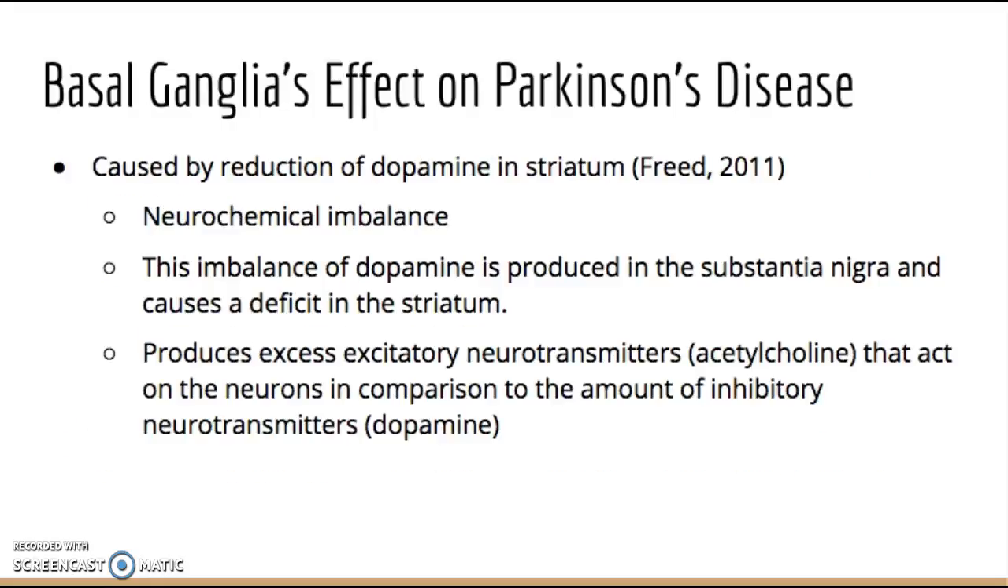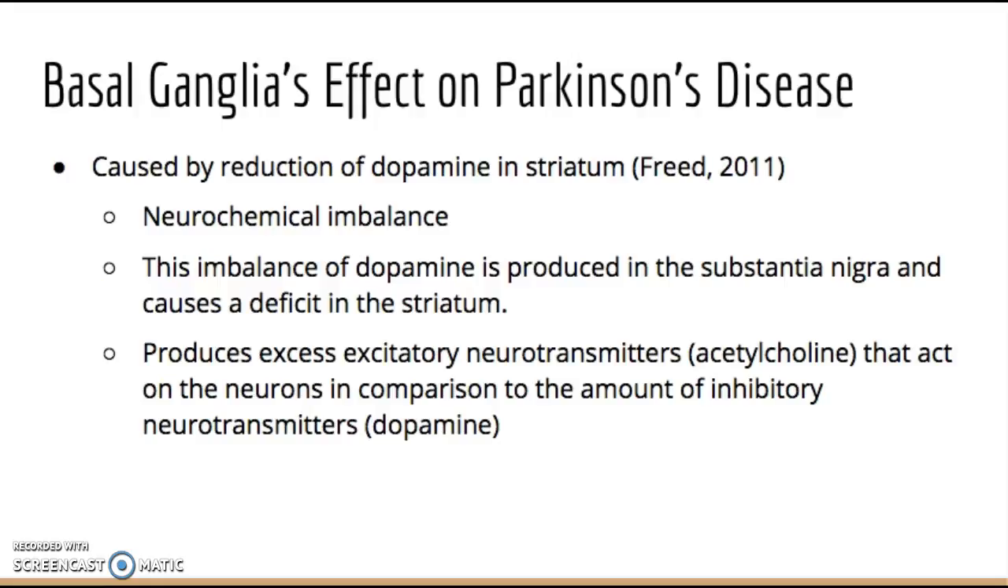In this slide, we will be talking specifically about the basal ganglia's effect on Parkinson's disease. Earlier, when we were talking about the substantia nigra, we mentioned how it is responsible for the production of dopamine. Parkinson's disease is caused by a reduction of dopamine in the striatum. This reduction of dopamine leads to a neurochemical imbalance.